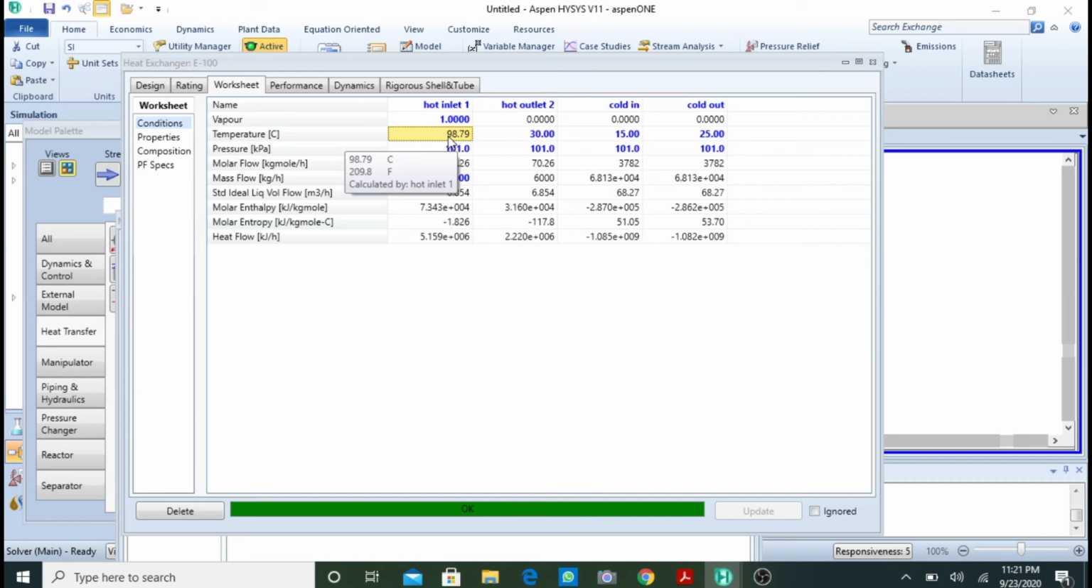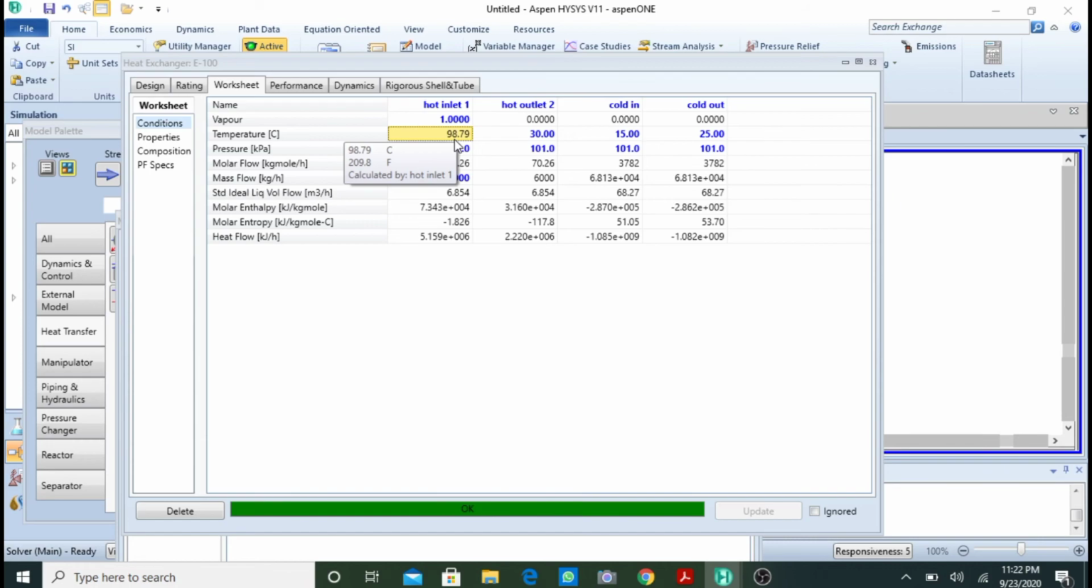The flow rate of water required to cool this from 98.79 to 30 degrees is 6.8 multiplied by 10 raised to the power 4, that is, you can say 68,013 kilomole per hour. From this problem you can also find the boiling point of this composition, which is 98.79.